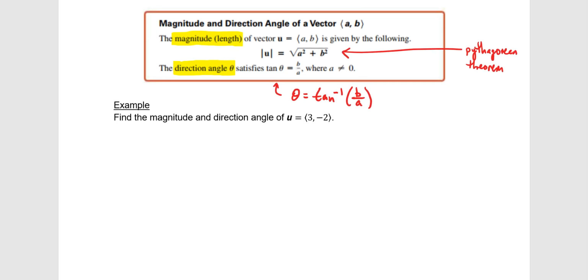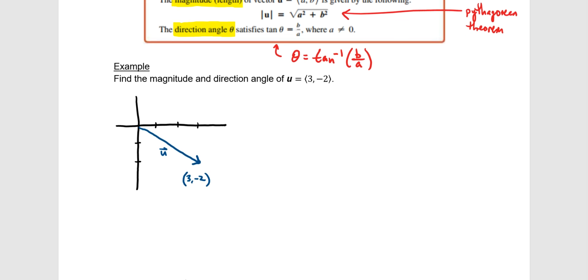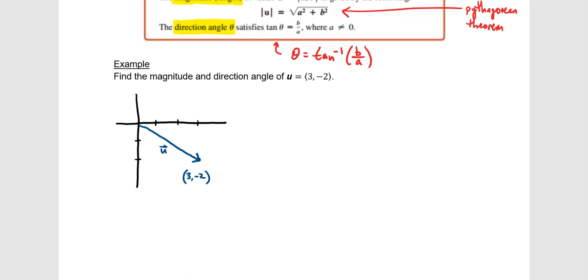Okay, let's do an example here. Let's find the magnitude and direction of the vector u, which is ⟨3, -2⟩. If we were to draw it out, it would look like this in quadrant 4 here. And finding the magnitude, we know that that's going to be the square root of a squared plus b squared. Once again, that's because if we created a right triangle in here, this would be side a, this would be side b. So using the Pythagorean theorem, a squared plus b squared equals u squared, solve for u, square root on both sides. But all we have to do here is just plug in.